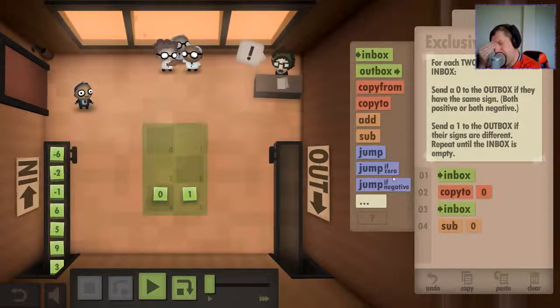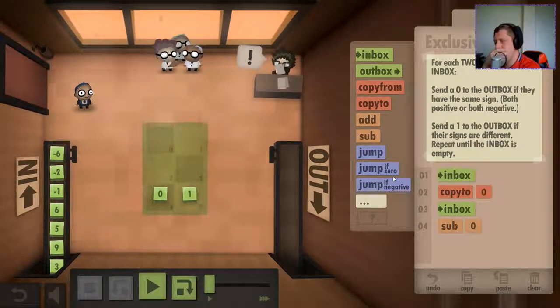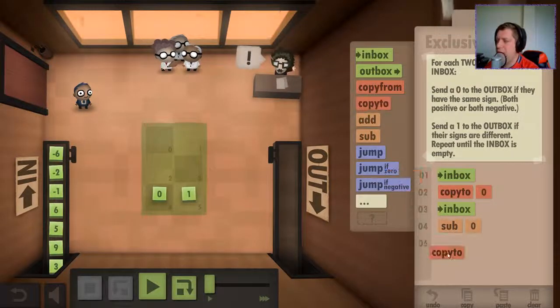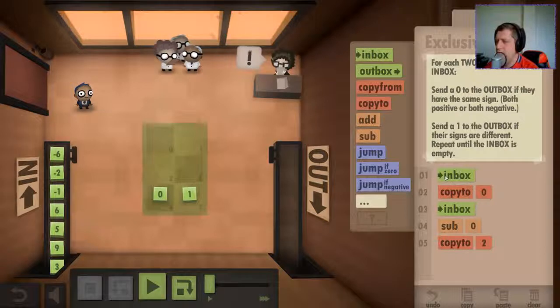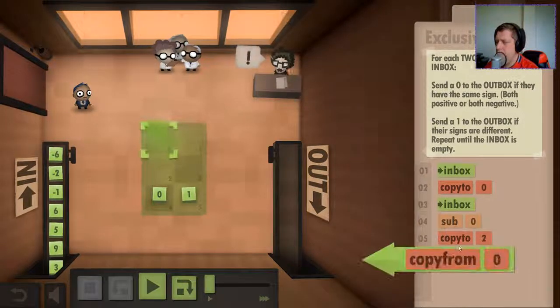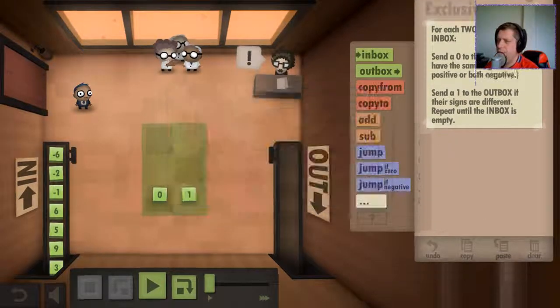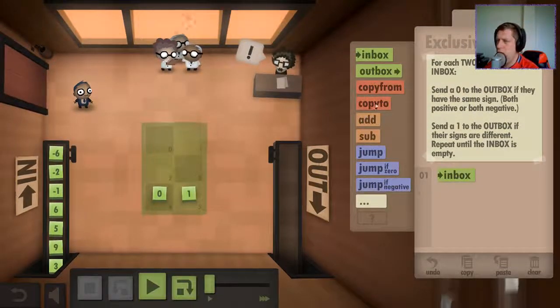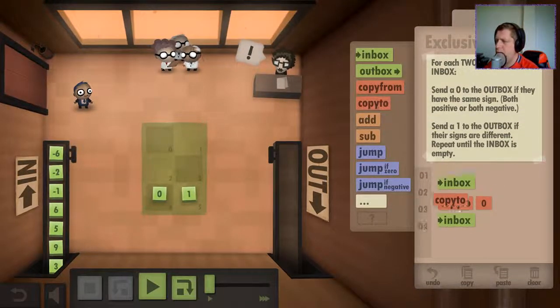How can we do that with maths? Oh, hold on. If I do that, copy that to 2, for instance, and then let's clear my solution. Clear. Yep. Alright, so inbox, copy to 0, sorry.